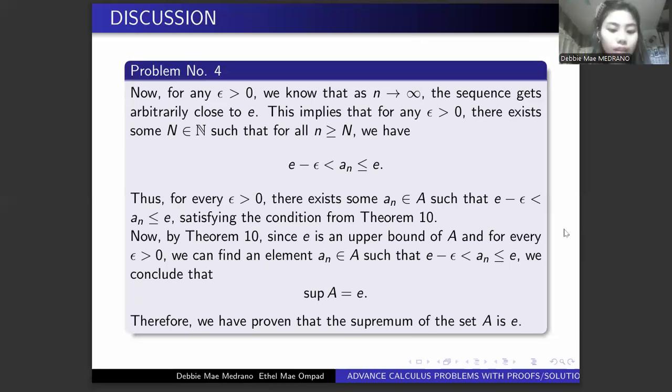Now, by theorem 10, since E is an upper bound of A, and for every epsilon greater than 0, we can find an element A sub n of A such that E minus epsilon is less than A sub n, and A sub n is also less than or equal to E, we conclude that the supremum of A is equal to E. Therefore, we have proven that the supremum of the set A is E.